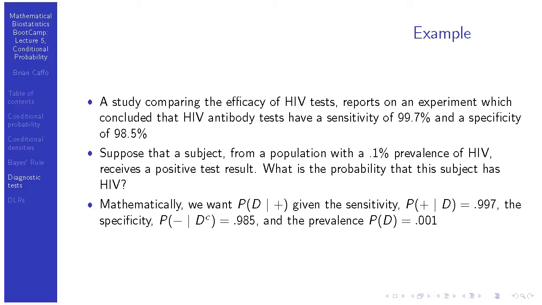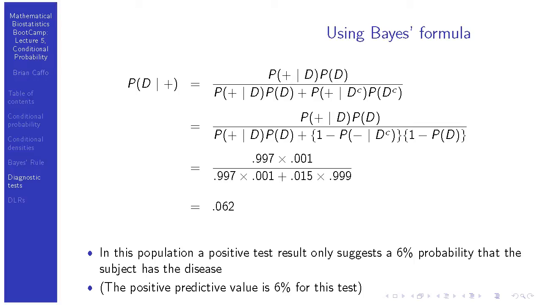Well, mathematically, what we want is the probability of disease given a positive test result, given the sensitivity, the probability of a positive test result given disease, which is 0.997. The specificity, probability of a negative test result given disease complement, 0.985, and the prevalence, probability of D, 0.001. So using Bayes' formula, we can just plug in.